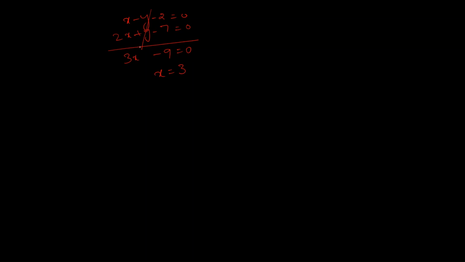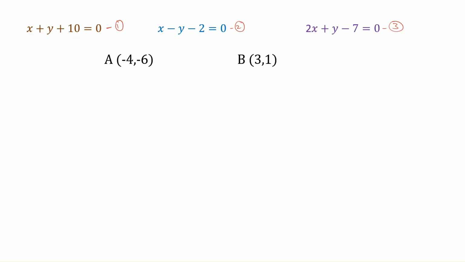Now substitute the value of 3 in the second equation here. That gives 3 minus y minus 2 equal to 0. Take y to the other side. y is equal to 1. So the point of intersection of second and third equations is 3 comma 1. That gives the vertex B. Now we'll do the point of intersection for third and first equations here.